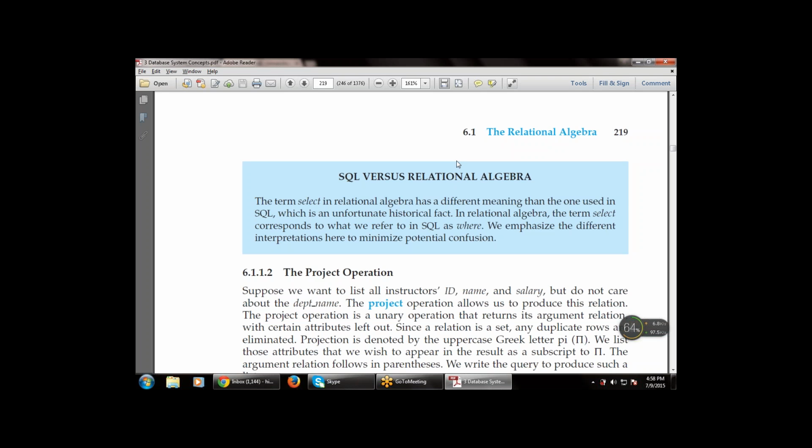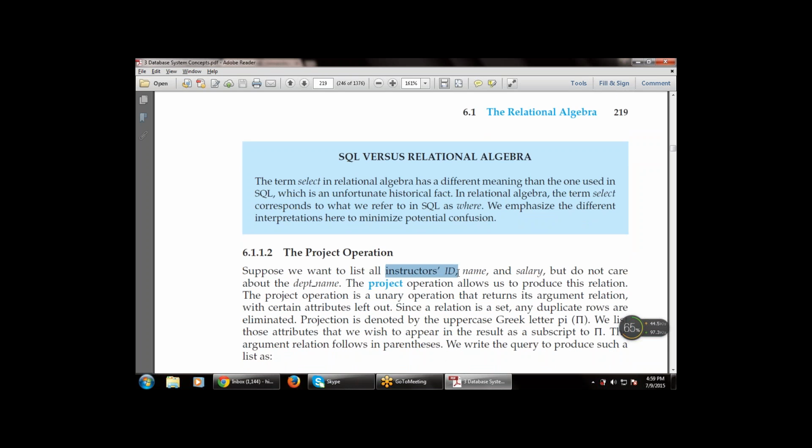We emphasize the different interpretations here to minimize potential confusion. Now, the next operation is the project operation. We are finished with the select operation used for selection, represented by the sigma sign, such as sigma department name equals to physics. Next is the project operation. The project operation is a unary operation that returns its argument list. Suppose we want to list all the instructors' ID, name and salary, but do not care about the department name.